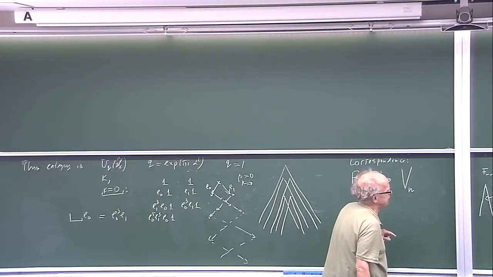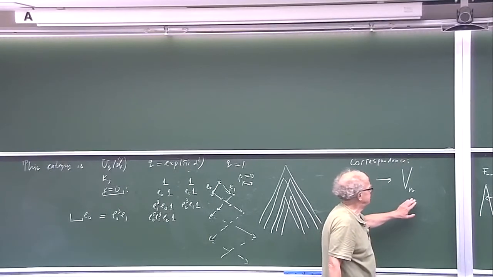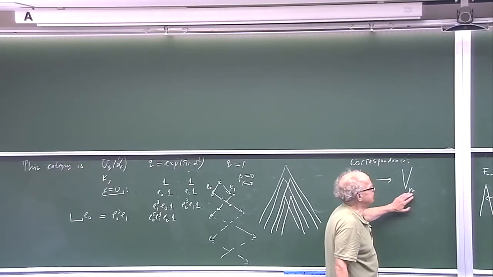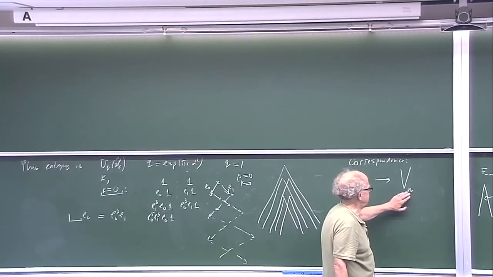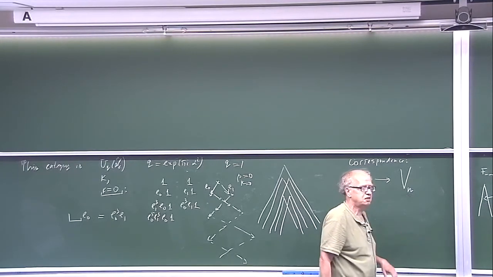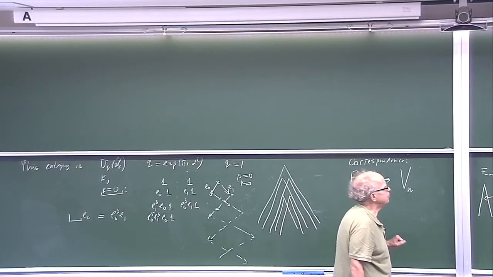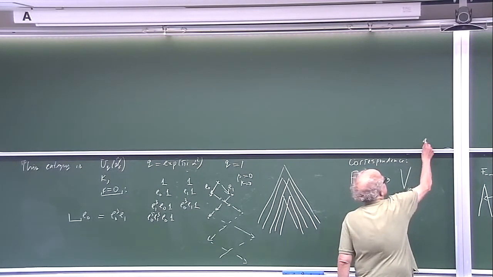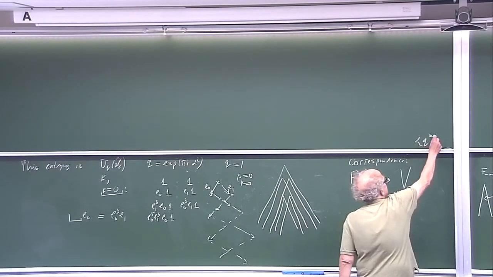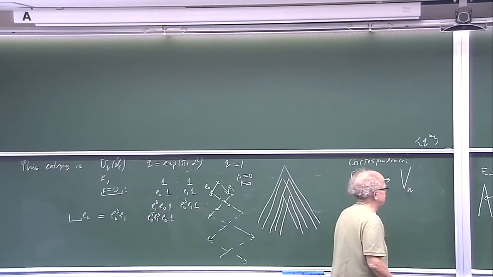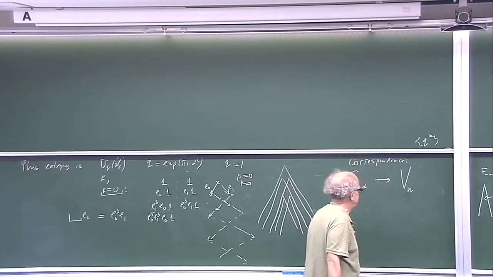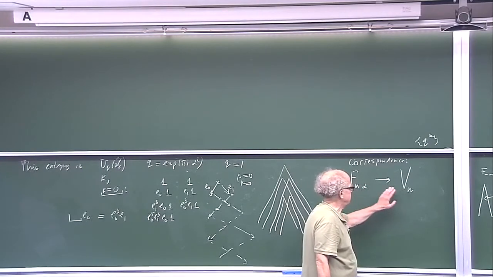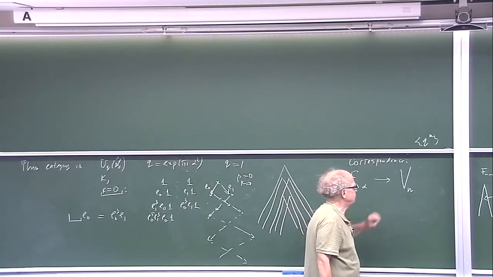Actually, it is n. It depends on the convention in the quantum group. If the group is not quantum, it is just n. But in the quantum case, we have to write something like q to the power n. But anyway, it's something like this. And it is such a correspondence between two quantum groups.